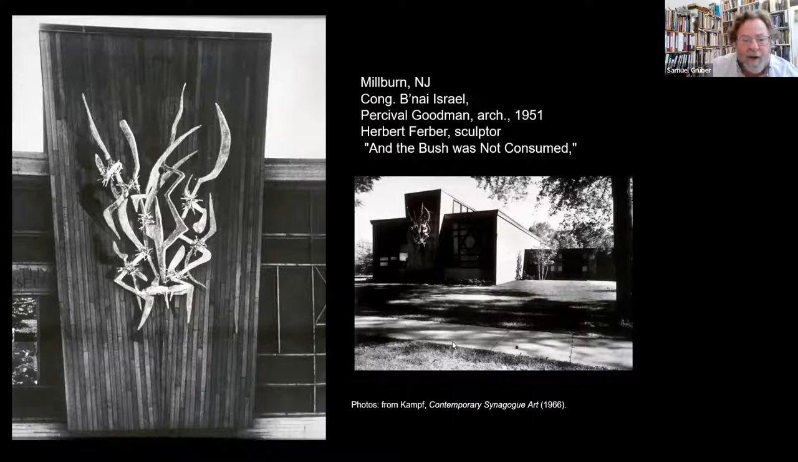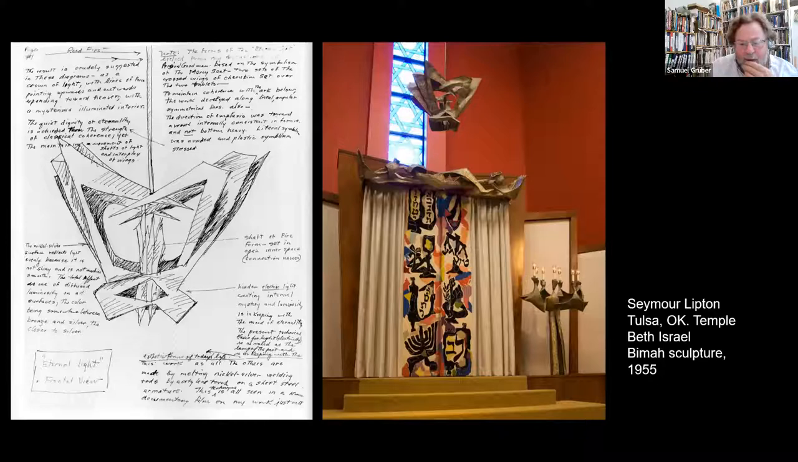Another one of these artists was Herbert Ferber, and again, it seems entirely abstract. It's given the title, The Bush Was Not Consumed. This was also from the early 50s, also a synagogue designed by Percival Goodman, and it was applied on the outside of the building rather than over the ark. Goodman, who was the architect in Fairmont and in Millburn, New Jersey, and in several other places in Tulsa, Oklahoma, he was the first architect to routinely and consistently design for the inclusion of modern art in his buildings.